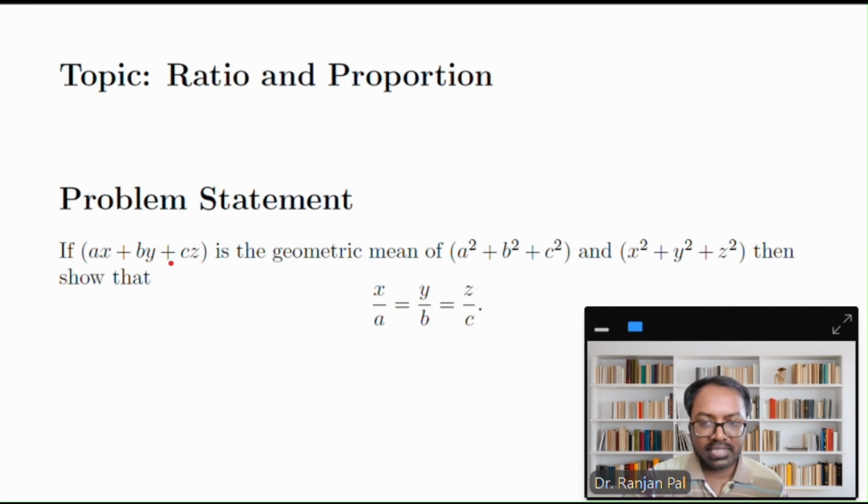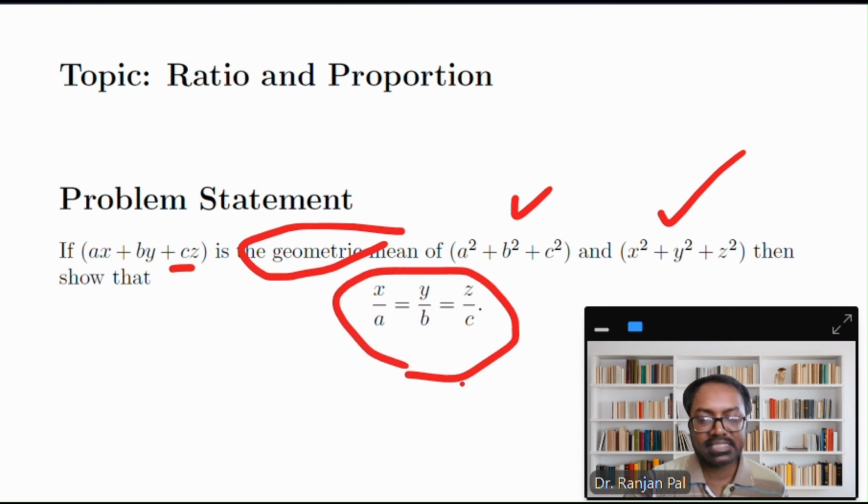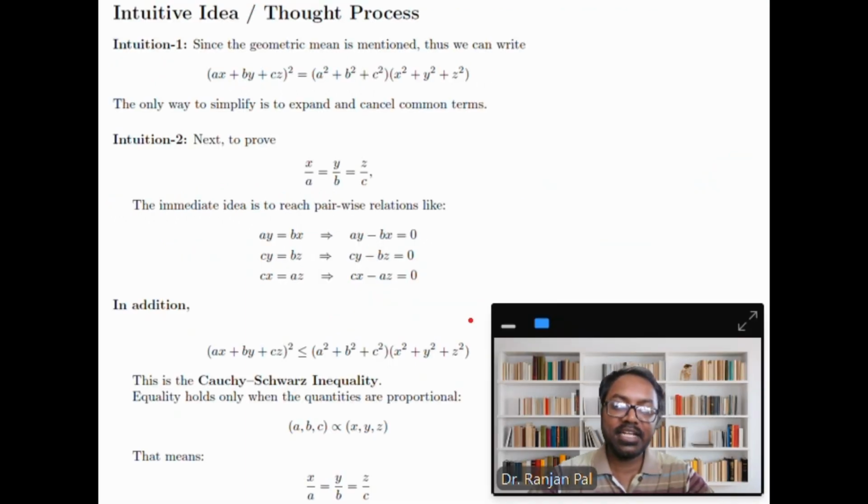We are given that the expression ax plus by plus cz is the geometric mean of a square plus b square plus c square and x square plus y square plus z square. And thus we need to prove that x by a is equal to y by b is equal to z by c. So now let's understand the intuitive way to solve this problem.